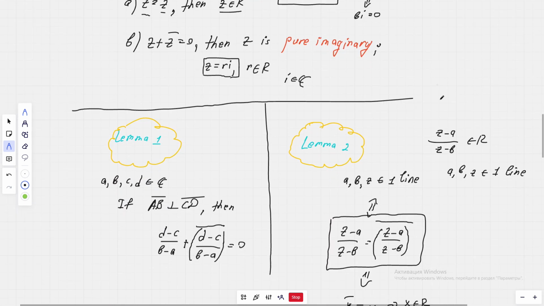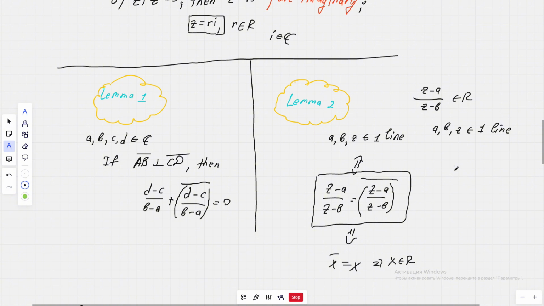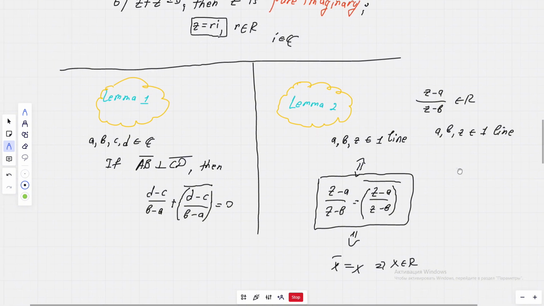Okay, let's move on. So here's the interesting part. You should really take a note. But firstly, we have to discuss one thing. So let's take a look at a quadrilateral ABCD.